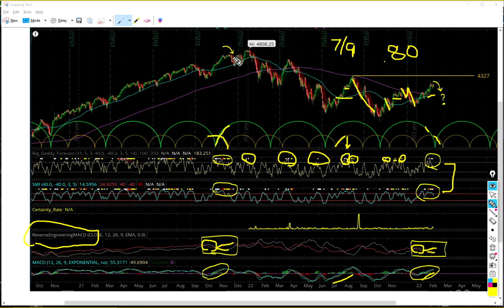This pullback was like 200 points, something like that. It doesn't really matter how much, because we can see it came down to the 50 and pierced it a little bit and stopped. Well, guess what? We're way above the 50 here. And in both cases, the 50 is rising.